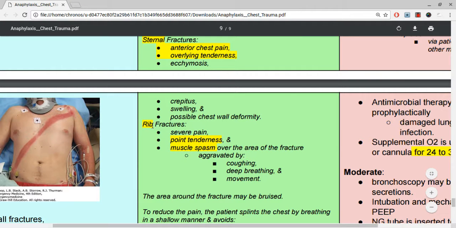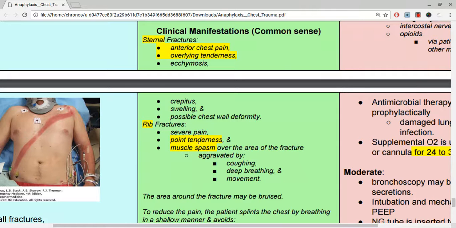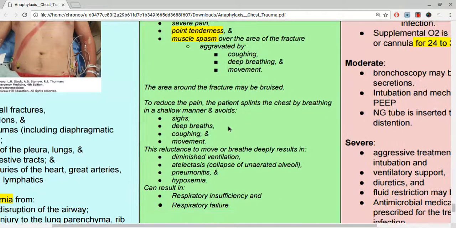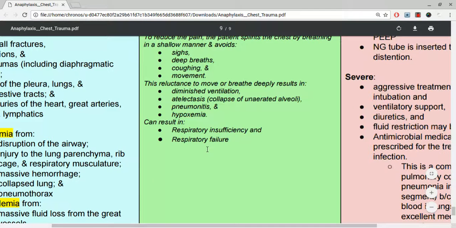If they have a rib fracture, then they're going to have point tenderness and muscle spasms, as well as the other obvious signs and symptoms. And the area around the fracture may be bruised. They're going to have pain. That's obvious stuff, okay?